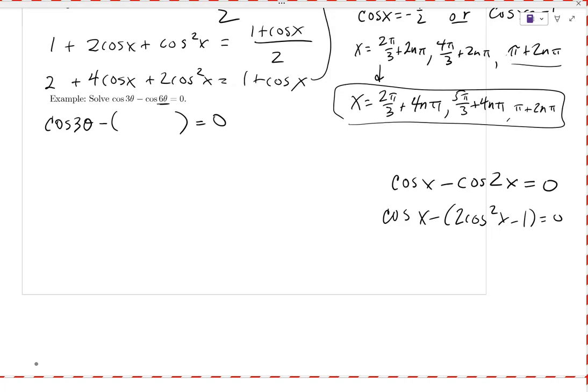Notice here, this argument is double that argument. This argument is double that argument. Would be 6 cosine squared x minus 1. Not quite. You're thinking about the right idea, the right formula to use. What do you notice here? I agree with the cosine 3 theta minus 1.